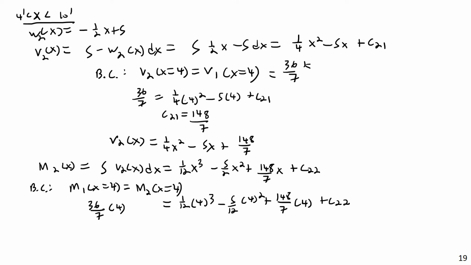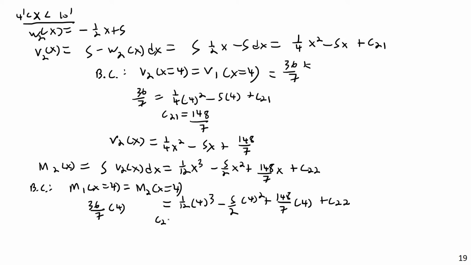Does that make sense? Oh, no, that is a typo. That should be 2, not 12. 5/2 x squared. So 5 times 4 squared over 2 plus 148 times 4 divided by 7. So 4 to the third over 12 minus 5 times 4 squared over 2 plus 148 times 4 over 7. You can see this does tend to get a little bit ridiculous at times.